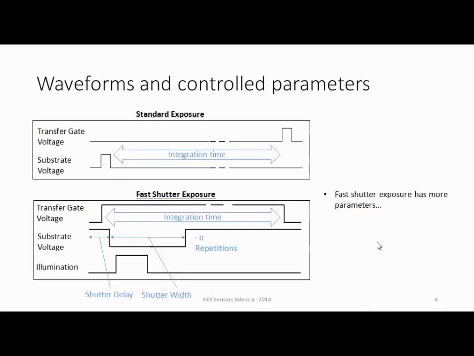So these are the waveforms of how to operate the system. In standard image sensor exposure, you start the integration by reset, by raising the substrate voltage, and stop the integration by raising the transfer gate voltage. And if you want to do it in fast shutter mode, you just keep the transfer gate voltage high all the time while you're toggling up and down your substrate voltage in order to open and close the shutter. Of course, this needs to be synchronized with the illumination.